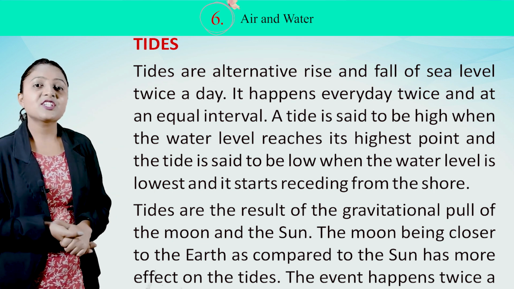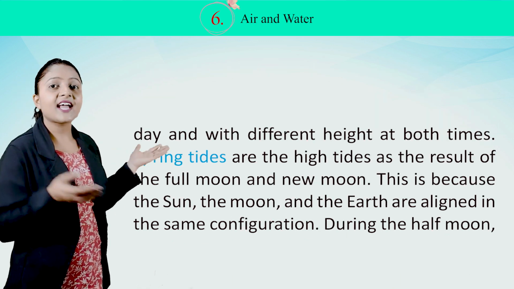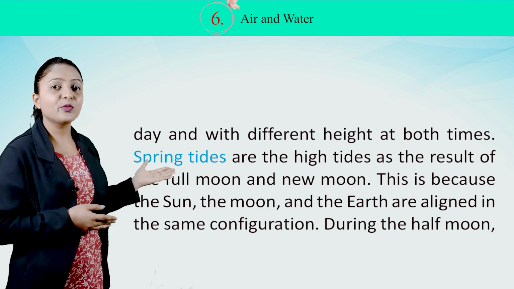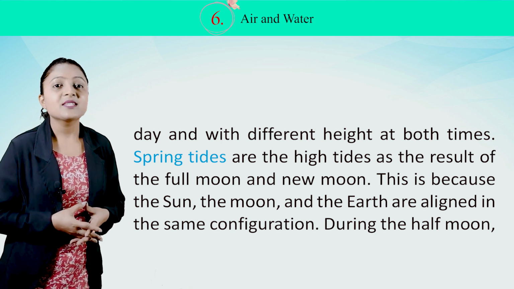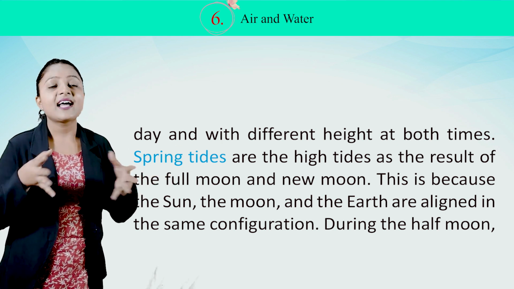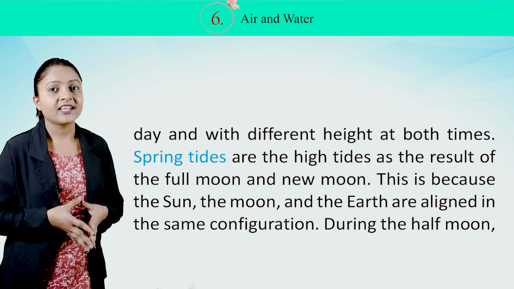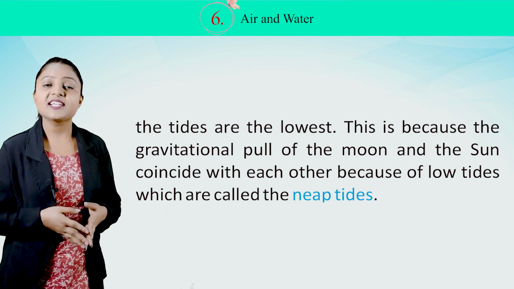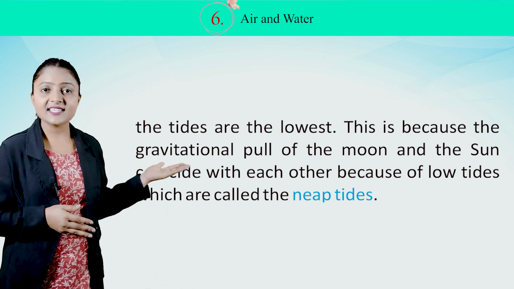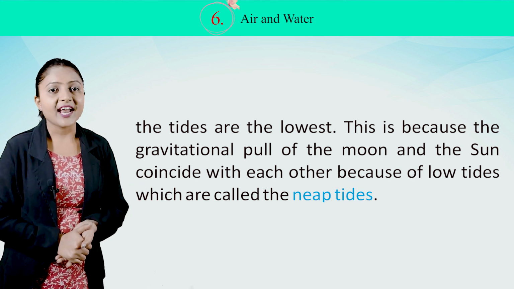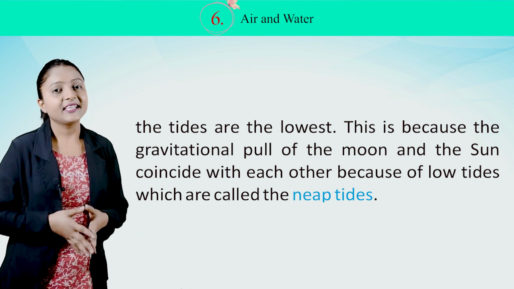The event happens twice a day and with different height at both times. Spring tides are the high tides as a result of the full moon and new moon. This is because the sun and the moon and the earth are aligned in the same configuration. During the half moon, the tides are the lowest. This is because the gravitational pull of the moon and the sun coincide with each other because of low tide, which are called the neap tides.